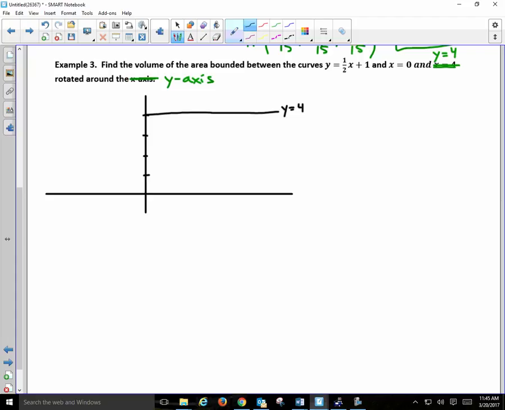And then 1/2 x plus 1, that's going to be a line with a slope of a half. It goes through 1 on the y-axis. So that's a triangle. And then it says bounded also by x equals 0. That's the y-axis. So this is the area that I'm trying to rotate. I'm rotating again around the y-axis.